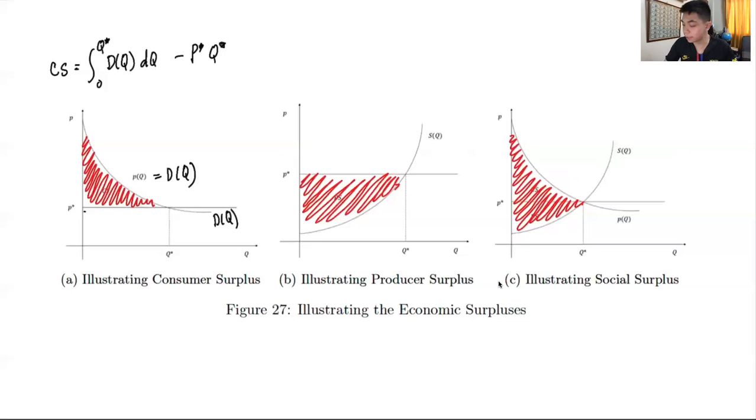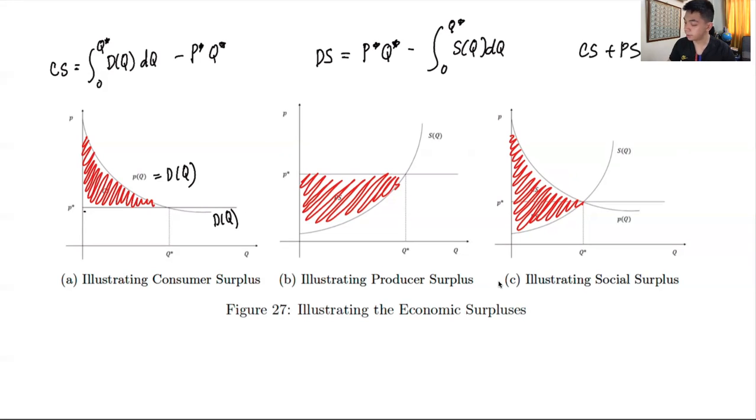The PS function is similar, except that we put the box first. So that's P star times Q star less the area under the supply curve, because we're interested in the area above the supply curve below equilibrium price. So that's the integral from 0 to Q star of S(Q) dQ, right? That's what we have there. Then this social surplus is essentially, as we've said, CS plus PS, right?